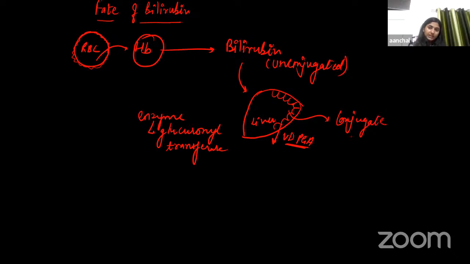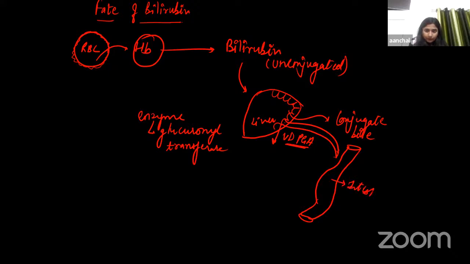Okay, means it will become water soluble now, right? Now, what will happen after this? Now, there will be excretion of this conjugated bilirubin by hepatic cells into the bile canaliculi. Okay, so the excretion will occur with the help of bile canaliculi, and here we have drawn the intestine. Okay, so this is the small intestine. This we have, the common bile duct.